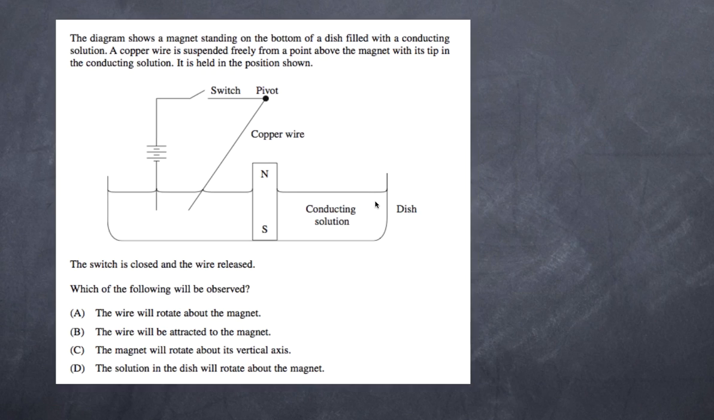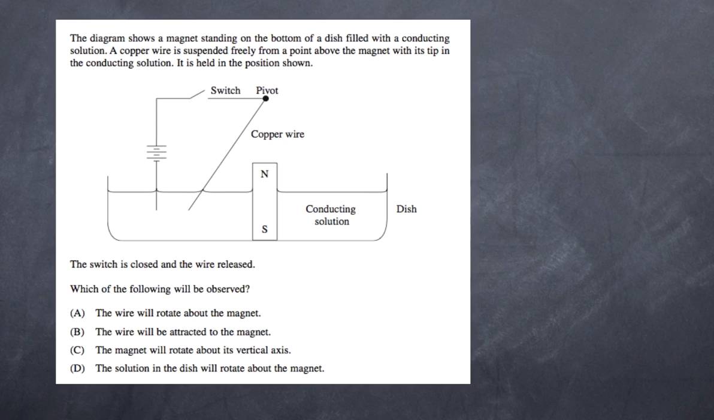So let's start. The diagram here shows a magnet standing on the bottom of a dish filled with a conducting solution, and a copper wire suspended freely from a point above the magnet with its tip in the conducting solution. It is held in the position shown. The switch is closed and the wire is released. Which of the following will be observed? Is it A, the wire will rotate about the magnet, B, the wire will be attracted to the magnet, C, the magnet will rotate about the vertical axis, or D, the solution in the dish will rotate about the magnet? Pause now. So let's go through the answer.